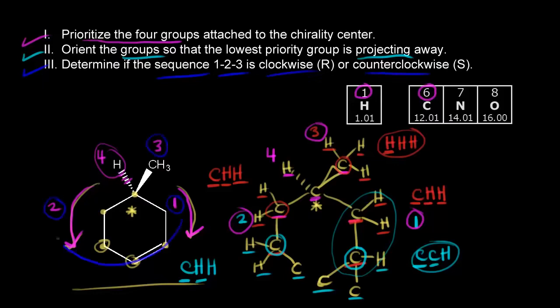So going around 1, 2, 3 in a circle is this way, right? That is clockwise, right? You can see that's clockwise right here. And so clockwise is R. So the configuration of this chiral center is R.